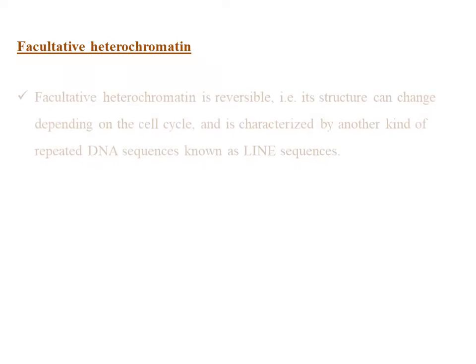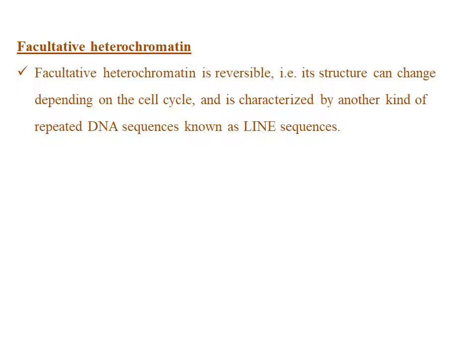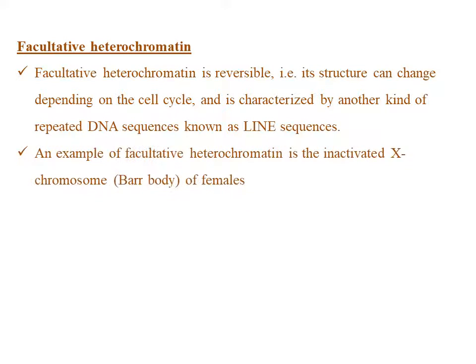Next one is the facultative heterochromatin. It is the reversible form of heterochromatin, that is, its structure can change depending on the cell cycle, and it is characterized by another kind of repeated DNA sequence known as LINE sequences. An example for this facultative heterochromatin is the inactivated X chromosome of the females, that is the Barr body of the females. It changes its structural conformation within the cell cycle.